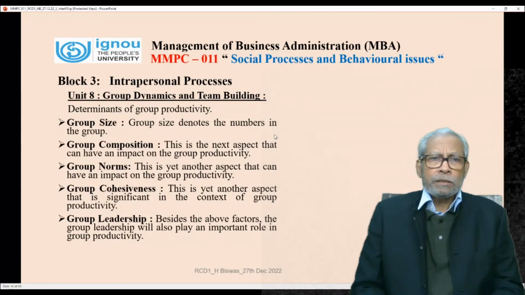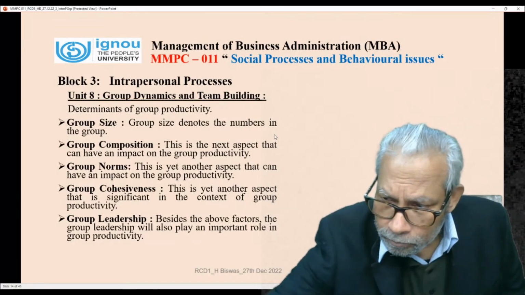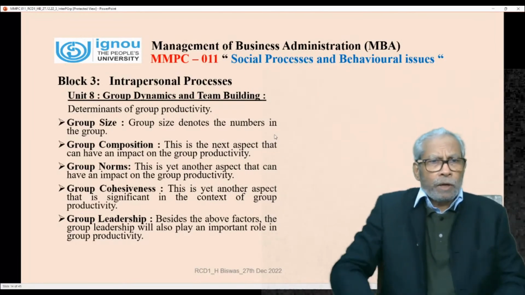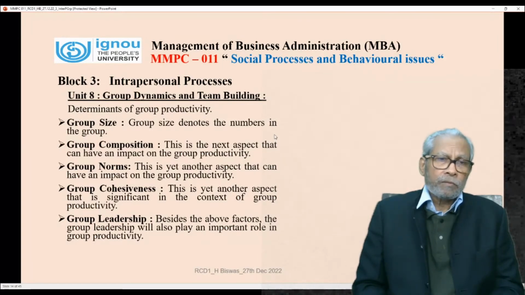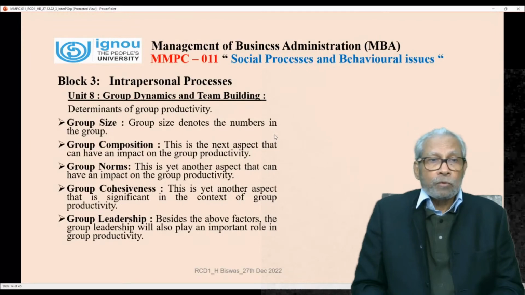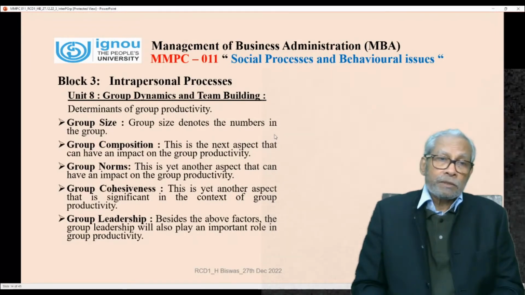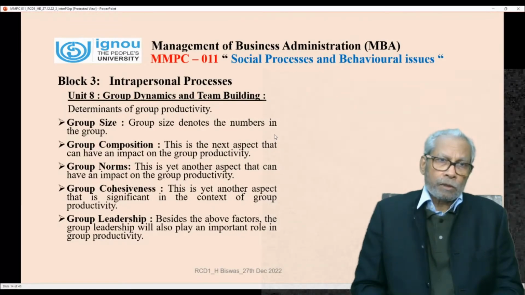Group norms. This is yet another aspect that can have an impact on group productivity. Then group cohesiveness. This is yet another significant aspect in the context of group productivity, because cohesiveness is very much required. Otherwise, conflict can increase, and jointly you can work with the same attitude. So cohesiveness plays a very important role in group dynamics.